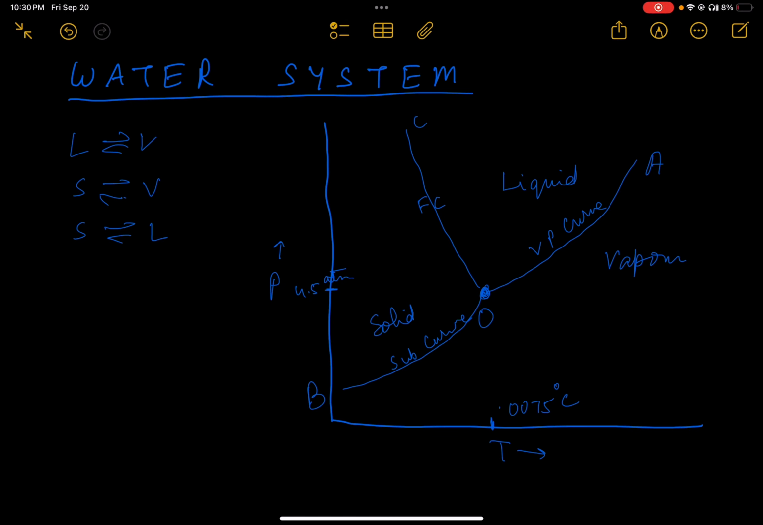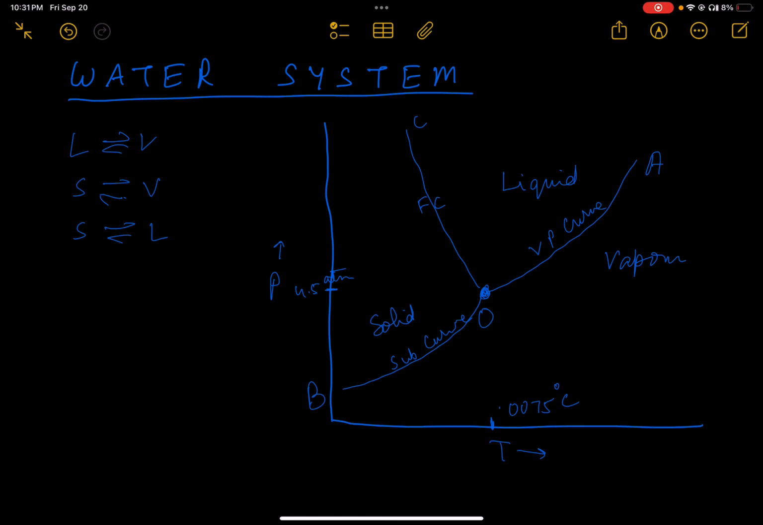Along the curve OC, there are two phases, namely ice and the water. Therefore, according to the phase rule, the system should be univariant along the curve OC, and the degree of freedom should be 1. The curve OC meets the other two curves, that is BO and AO curve, at the point O, that is the triple point.